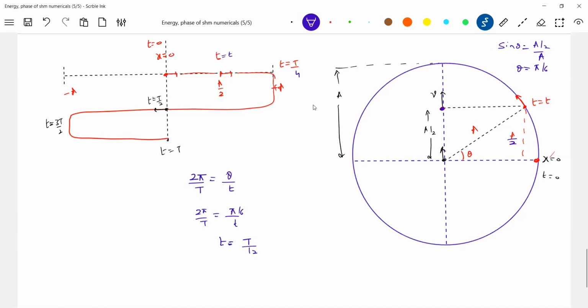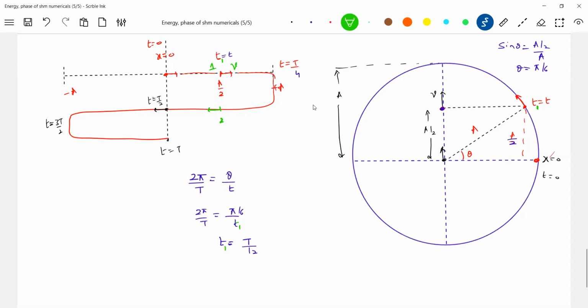Getting this? So how much time will it take to move from the mean position to point 1? As usual, the same symbols. There's a point 1, no? It will have a speed V1, or just speed V. How much time will it take? We'll say T1. T by 12 it will take. At T by 4, it will be at the right extreme. Now, what is the time taken to reach the same a by 2 again?